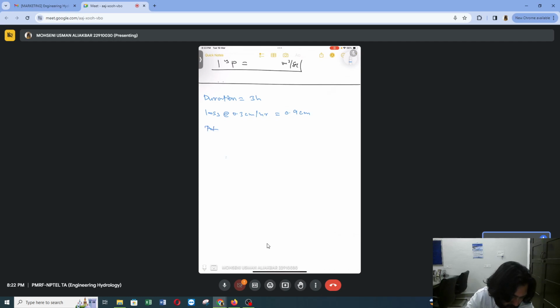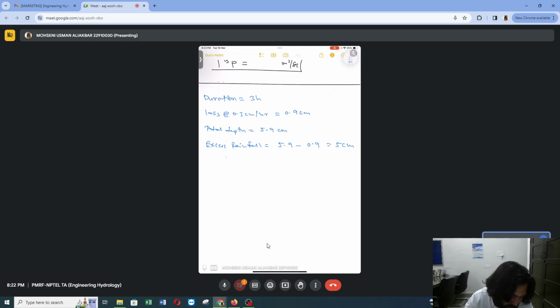Then they have mentioned the total depth. So the total depth is 5.9. But what we need is excess rainfall, right? So what is excess rainfall? Excess rainfall is nothing but the total depth of rainfall minus the losses. So total depth of rainfall 5.9 minus losses 0.9 is 5 centimeter. So the value of excess rainfall for that storm duration of 3 hours is 5 centimeter.